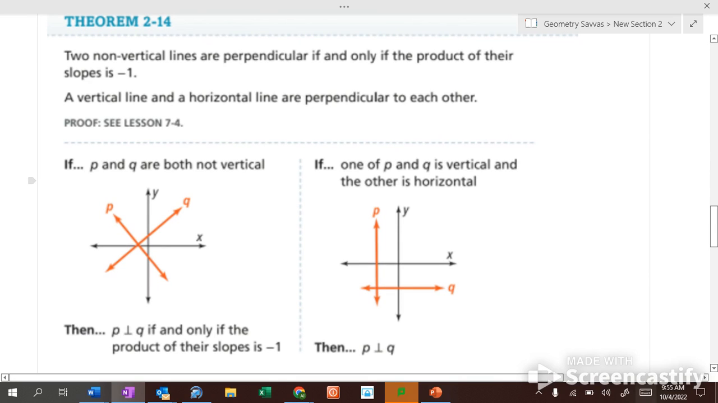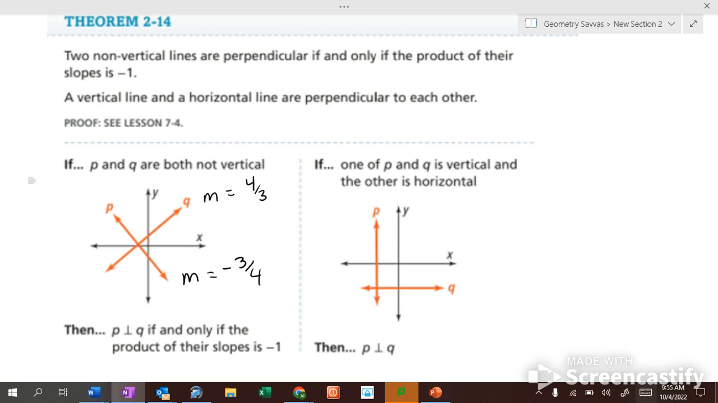Perpendicular lines. Two non-vertical lines are perpendicular if and only if the product of their slopes is -1. So if this line has a slope of like 4/3, this line would have a slope of like -3/4. What type of fractions are ones where they're flipped over? What's that magic word? Reciprocals. And this has a negative and this has a positive. So the slopes are opposite reciprocals. If the slopes are opposite reciprocals, then they're perpendicular.